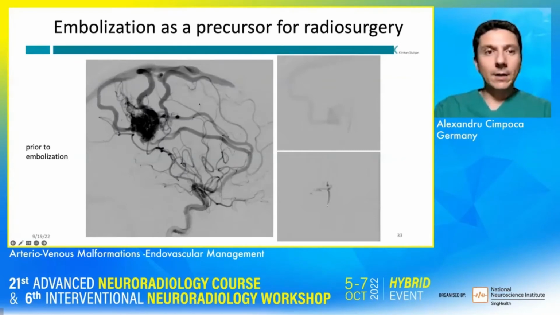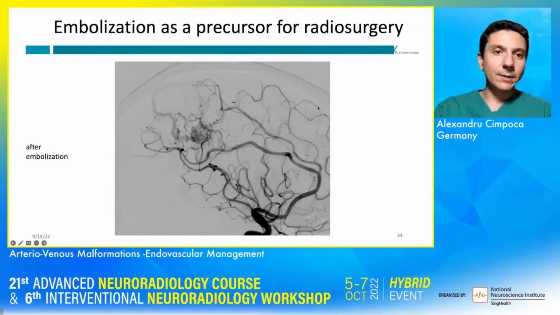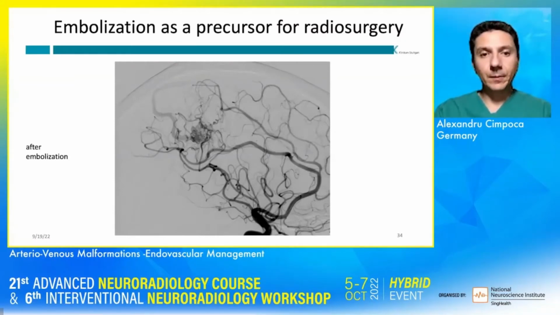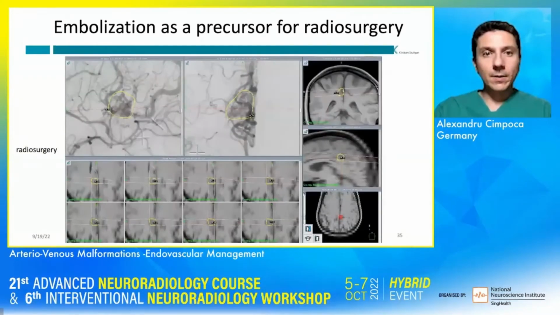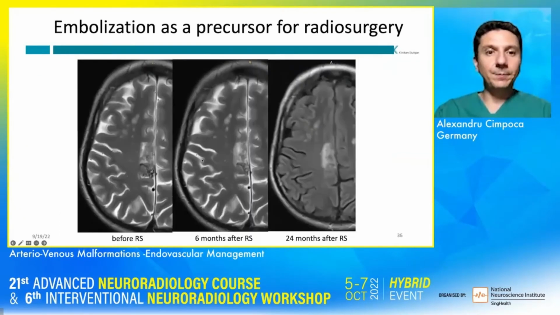And here, one example. You can see the nidus with these 3 draining veins. Here is an image with an injection of Glubran. And on the next slide, you can see an angiogram after embolization with a significant reduction of AVM size. Here are the planning imaging for radiosurgery and a follow-up MRI.